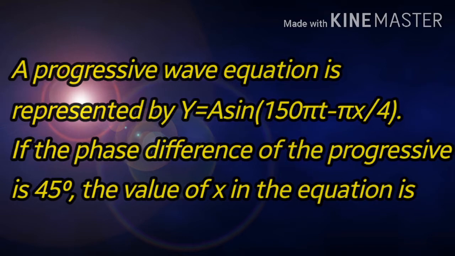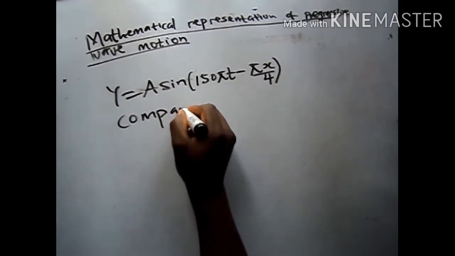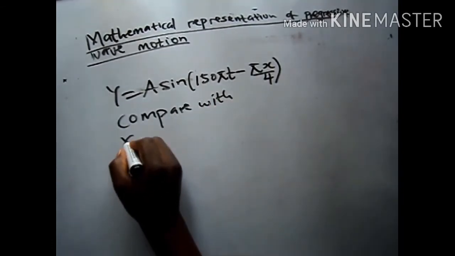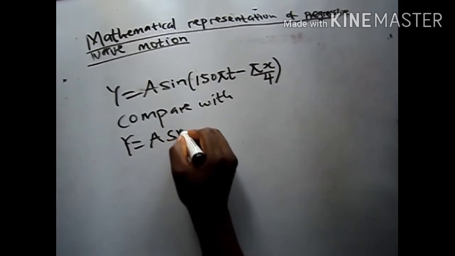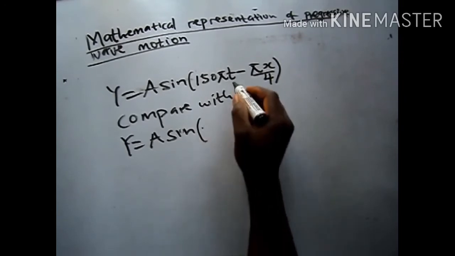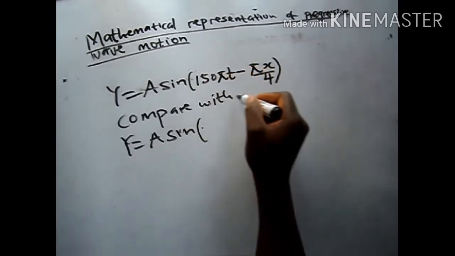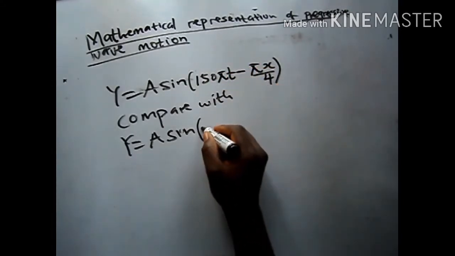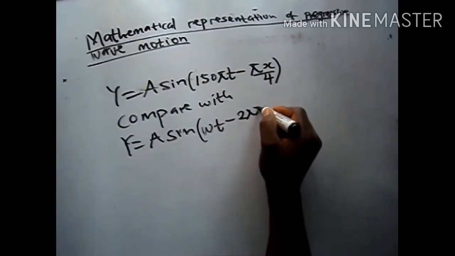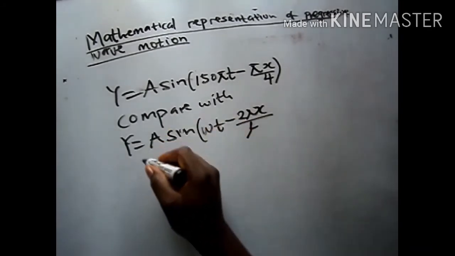So, comparing the equation that we were given with the standard equations that I've given you, compare with y equals a sine. You see that we have our t first here, so that shows that this wave is moving in the negative direction. So we'll have wt minus 2 pi x over lambda. Why do we choose this equation?